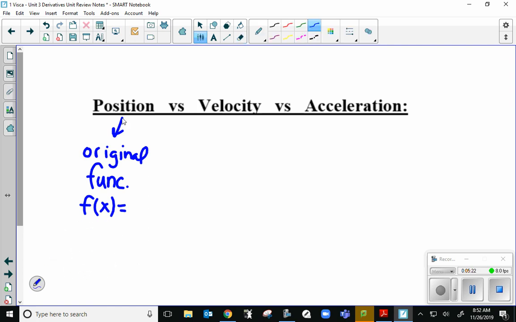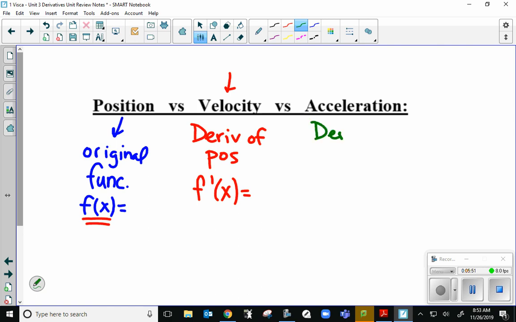Now, how do I find velocity? Velocity is the derivative of position. I'm going to say POS. Hold all jokes. So it's f prime of x. Whatever the derivative of this is, gives you the equation for velocity. And it's a good thing we just learned second derivative, because acceleration is the derivative of velocity.